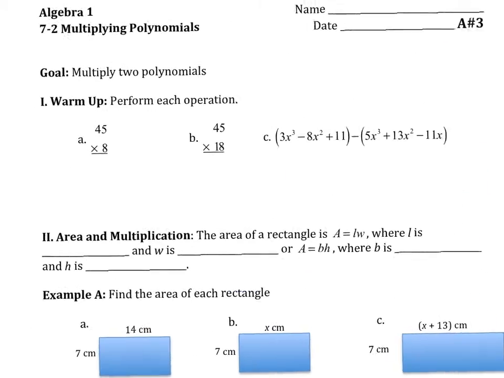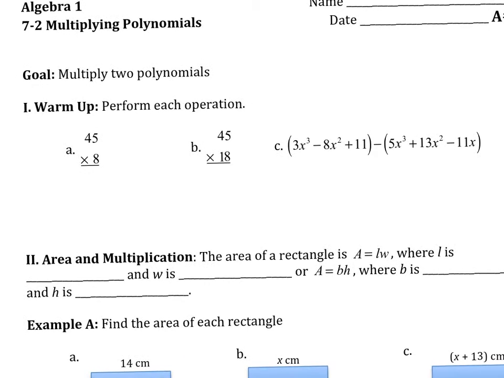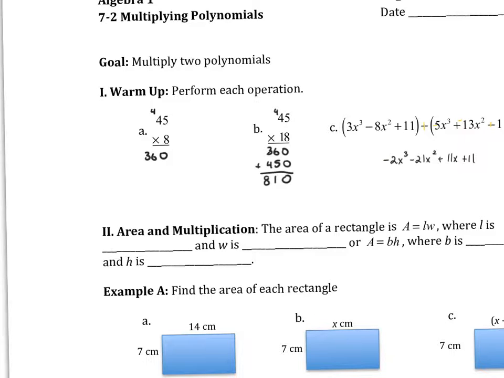By way of warm-up, go ahead and do each one of these operations, pause, and then check the answers against mine. Now, for each one of these, we just did multiplication here. Here we had to multiply the 8 to get this, then slide it over, multiply the 1 to get 450, and then we had to add down.